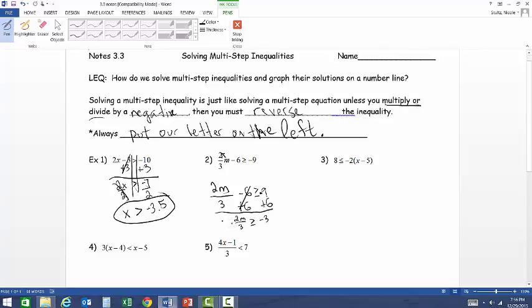Then we're going to multiply 3 on both sides, so that way we don't have a fraction anymore. I get negative 9. And then finally divide by 2. And I'm going to get m is greater than or equal to negative 4.5. Now I want you to keep in mind, we did have a negative number, but we did not divide by a negative. We divided by a positive 2, so there's no sign flipping in either of these problems.